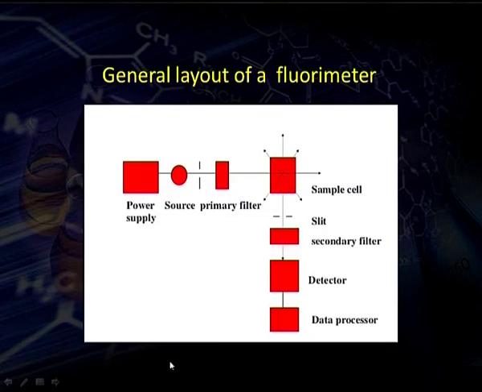This is the general layout of fluorimeter. Here we have power supply, then the source, then we have primary filter, then the sample cell, the slit, then comes the secondary filter, and after that the detector, and finally the data processor.